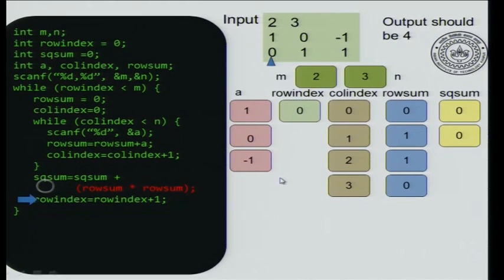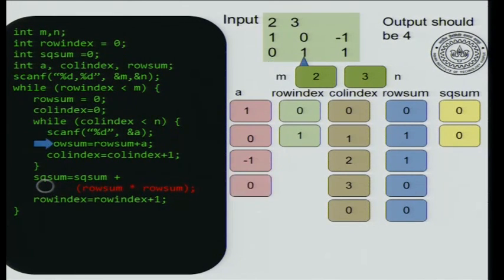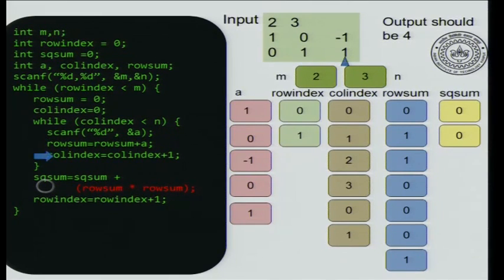Now you go to the second row. So increment row index. Now row index is 1, so it is less than 2. We are reading row 1. And you repeat the same execution. We reinitialize row sum to 0, column index to 0. Okay. And then scan the next number, which is 0, add it to the row sum, increment the column index, scan the next number, which is 1, and so on. Okay. Until you finish reading the second row as well.